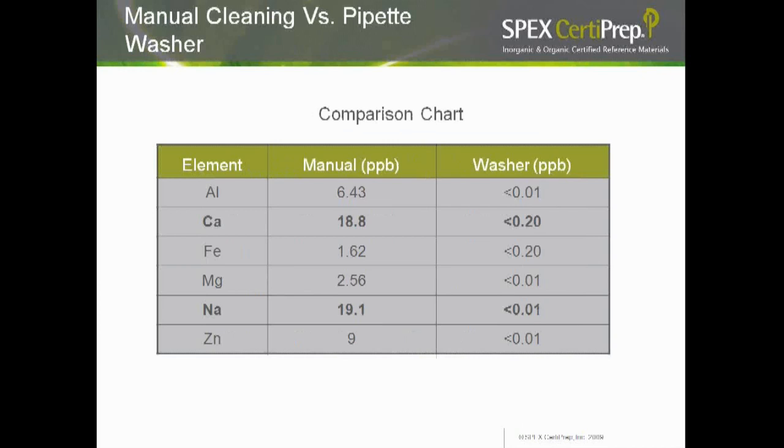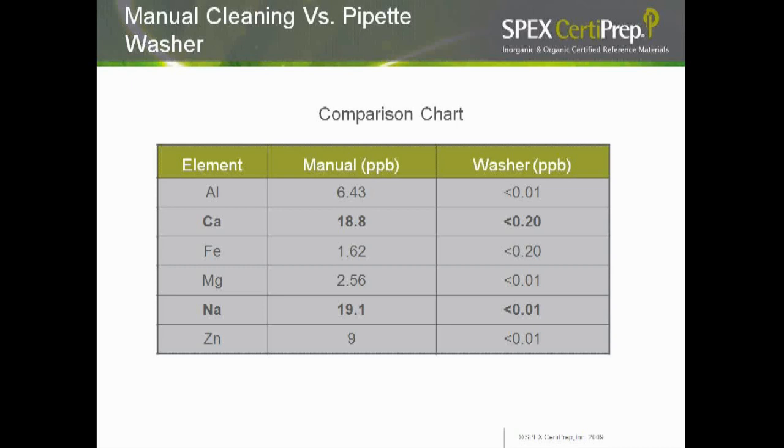This slide shows a comparison of impurities from the two processes, manual cleaning versus pipette washer. As you can see, calcium is about 18.8 in manually cleaned pipette, whereas from the pipette washer, it had only 0.20 ppb. Sodium was 19.1 in manually cleaned pipette, whereas in pipette washer it was less than 0.01. In general, the manually washed pipettes contain high impurities.